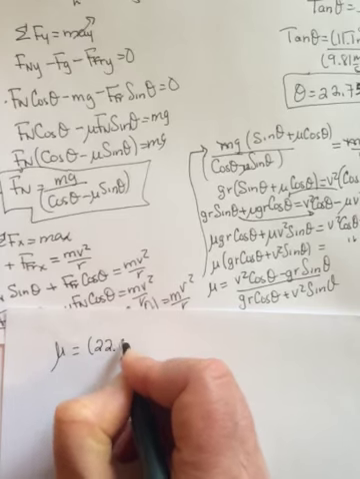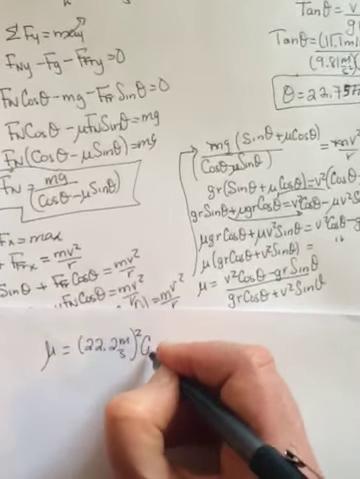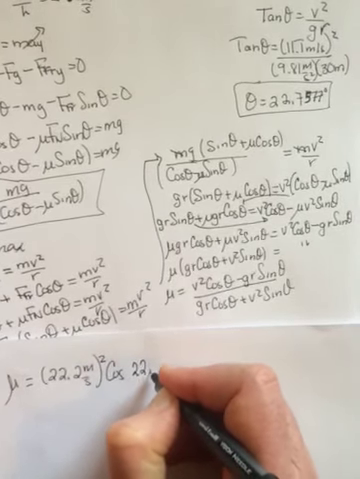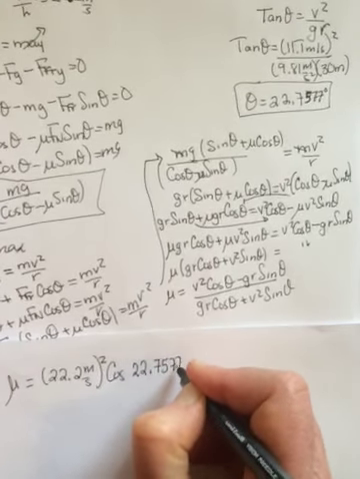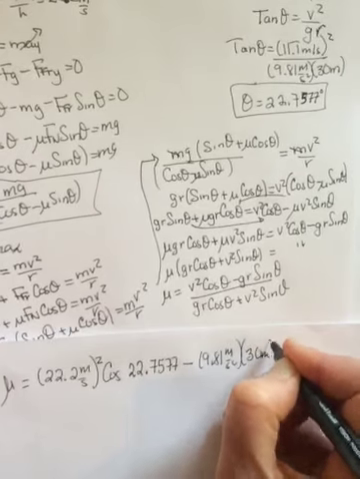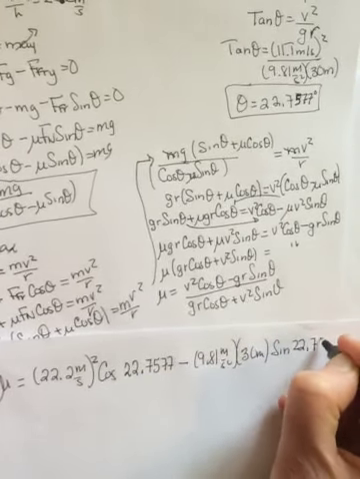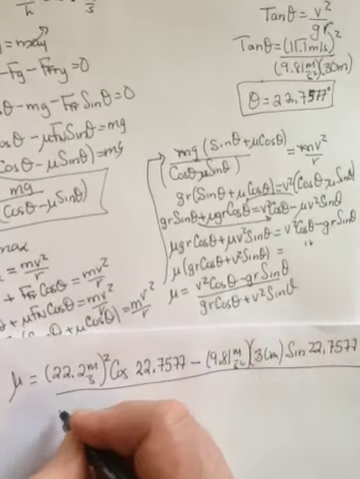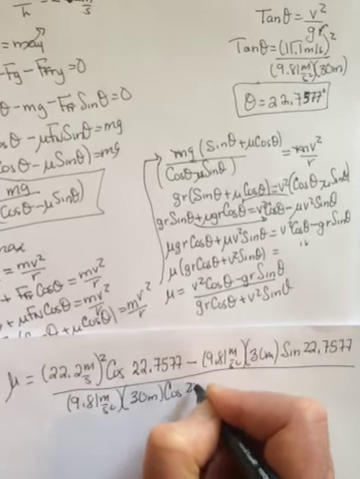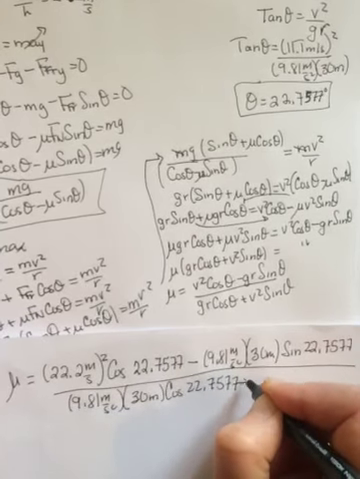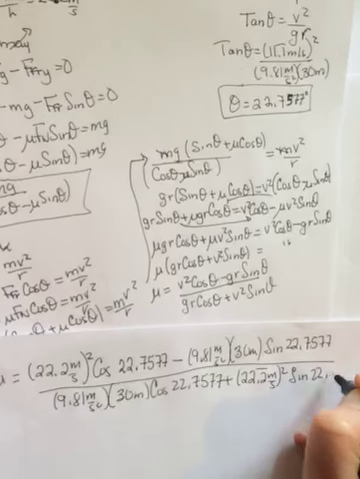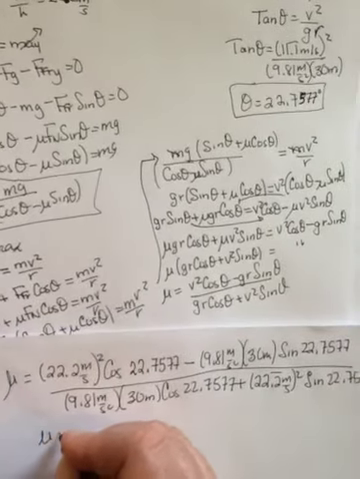So this is 22.2 repeating meters per second, and remember you have to square that when you punch it in, times the cos of the angle. And while that last video was uploading, I repunched the angle in because I wondered if I had kept my 0.1s and I hadn't. So it's really 22.7577. So try not to round that angle too much. Minus g is 9.81 meters per second squared. r is 30 meters. Sine of 22.7577 divided by g, 9.81 meters per second squared, r, 30 meters, cos of 22.7577 plus 22.2 repeating squared times the sine of 22.7577.